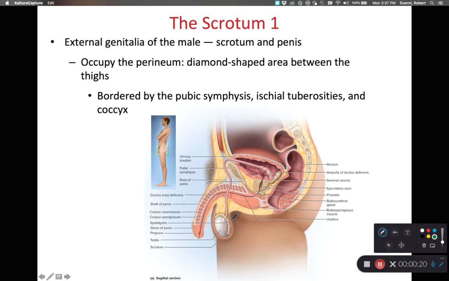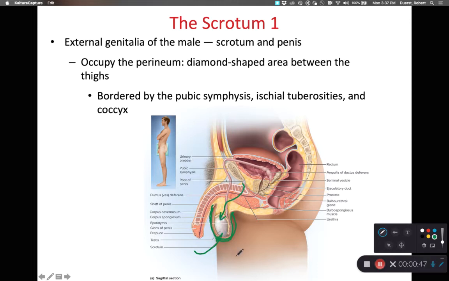As we look at the scrotum, that's one of the external genitalia of the male. The male has the penis, which is external, and the scrotum, which is external. Particularly, the scrotum is going to be a bag of stratified squamous epithelium that's keratinized. And within this sac, or this bag, we're going to have the male gonad contained.